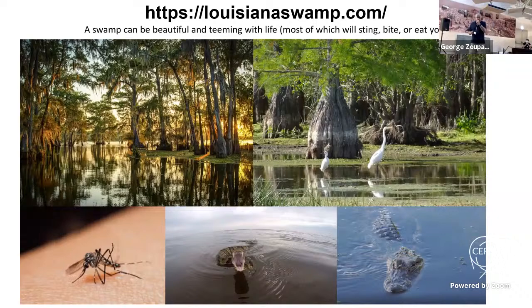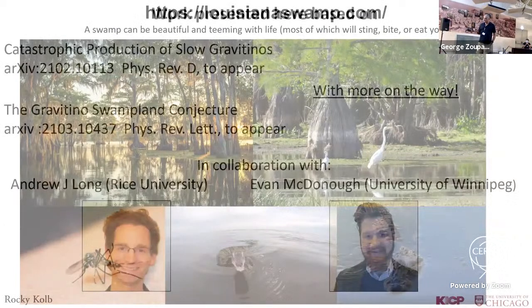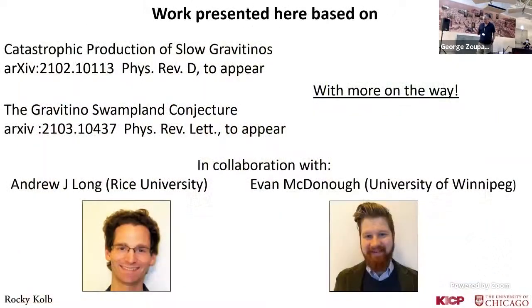So, my talk today is based upon two papers that were written with my collaborators, Andrew Long and Evan McDonald. Andrew Long is a faculty member at Rice University in Houston. And Evan has just taken a faculty position at the University of Winnipeg, which I believe is very close to Canada. And there are two papers, one a Physical Review D paper and another a Physical Review Letter with the title Gravitino Swampland Conjecture. They may have appeared already. I don't know. You know, we've gone through proofs and things like that. So they will soon be published. And there will be a few more papers on the way.